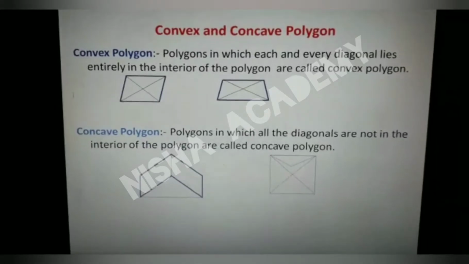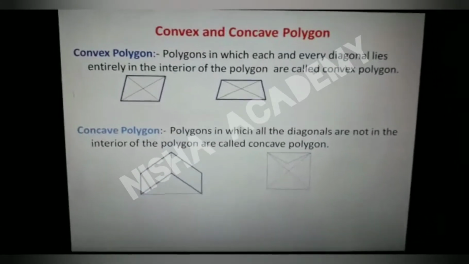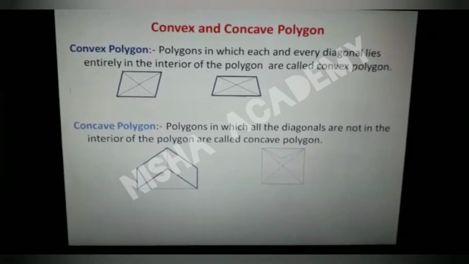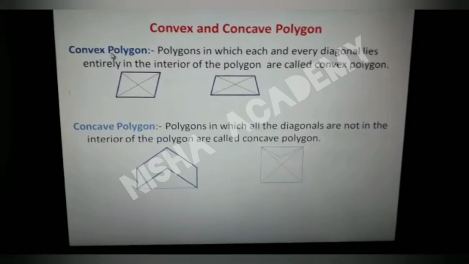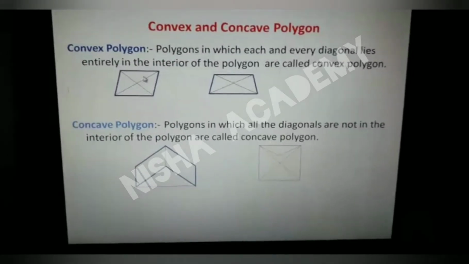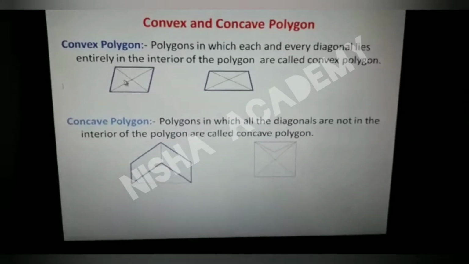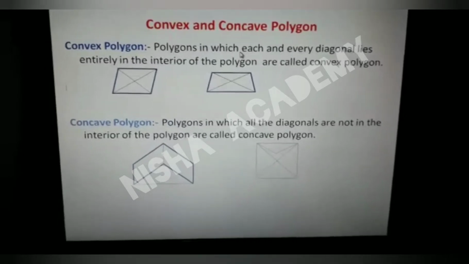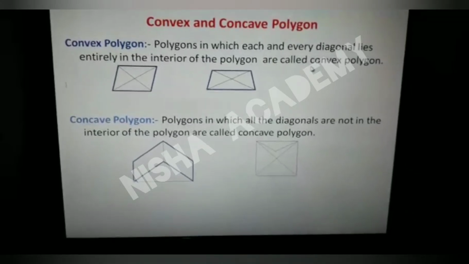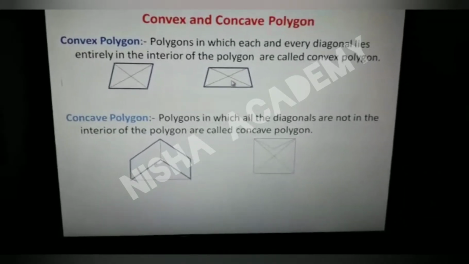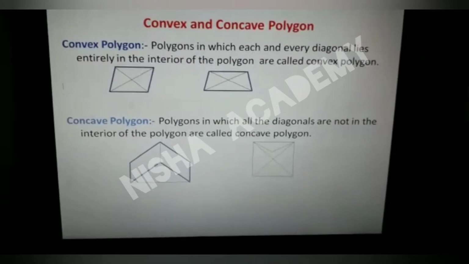Continuing with our lecture. Next topic is convex and concave polygon. This classification of polygon is on the basis of diagonals. First is convex polygon. What do you mean by convex polygon? In convex polygons, the diagonals are in the interior part, means inside part, of the polygon. Polygons in which each and every diagonal lies entirely in the interior of the polygon are called convex polygons. Means the diagonals lie inside the polygon.